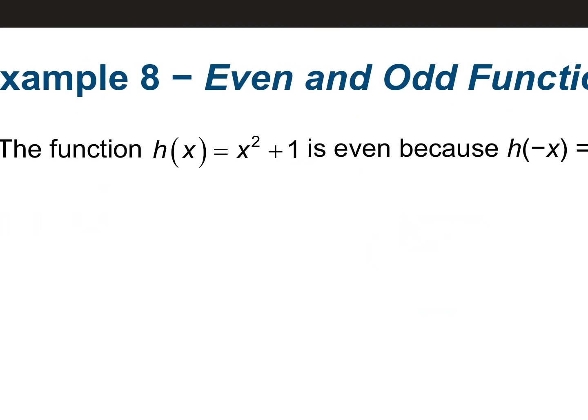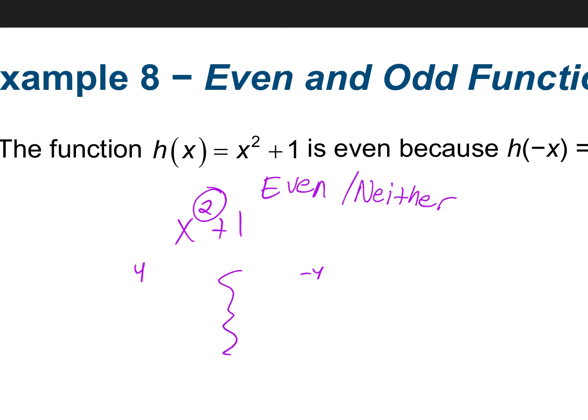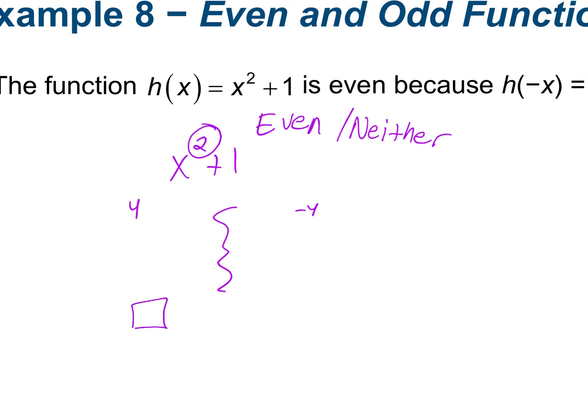Okay, let's try another one: x squared plus 1. First of all, let's determine what our two possibilities could be. It's an even exponent, so this could either be even or neither. What number do we want to use? 4. Okay, 4 and negative 4. You guys ask me, how can I show my work? I'm showing you. What word should I put in between those two boxes if I think it might be even? Same.